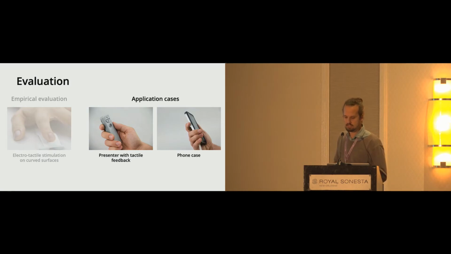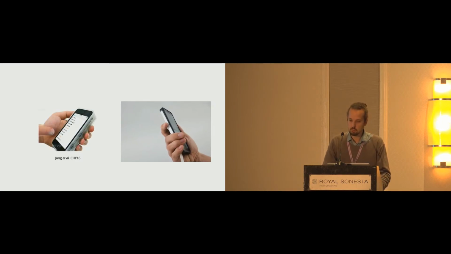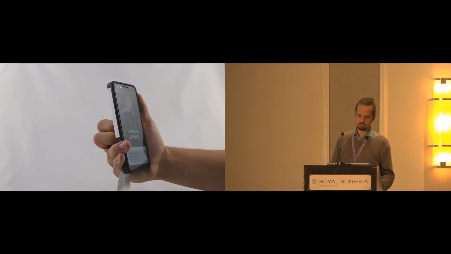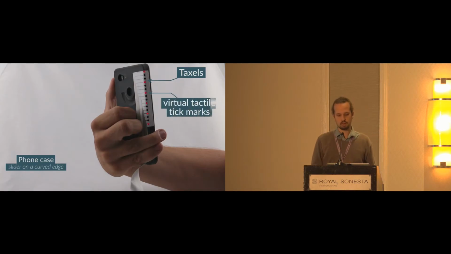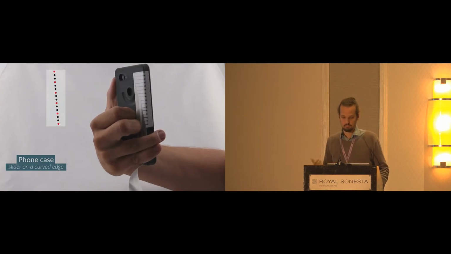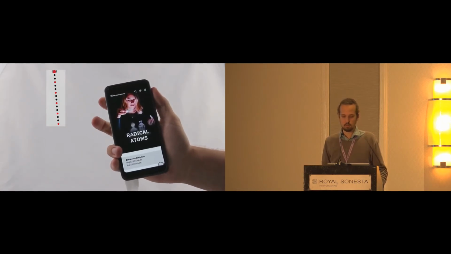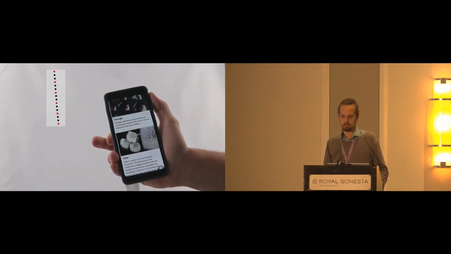For our application cases, we have already seen the presenter with tactile feedback in earlier examples. Our second application case was inspired by haptic edge displays. We aimed to prototype and explore a similar tactile interface on the edge of a smartphone while leveraging the benefits of our approach, which is a slimmer form factor, compatibility with curved geometries, and rapid design iterations. So we first prototyped an input slider that renders virtual tick marks on the curved back edge of the phone case. In this example, to scroll through a PDF while dynamic tick marks indicate sections in the current open document.